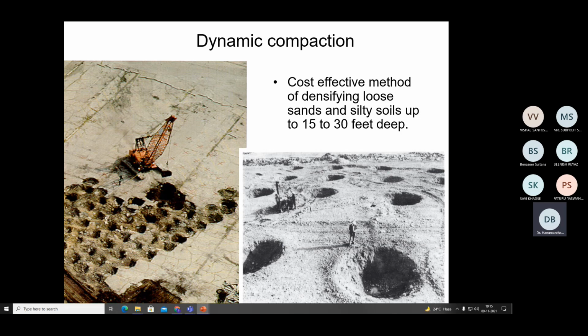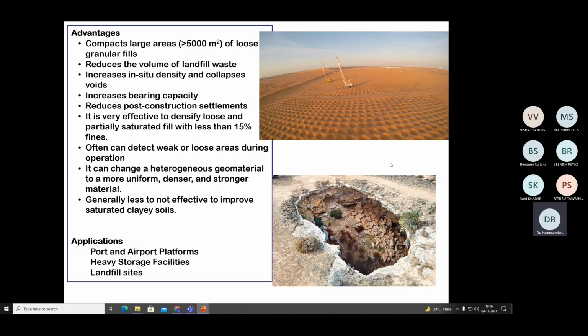Now, what is the obvious consequence or significance of this crater? It indicates that the soil right beneath this crater has totally got densified. The formation of the crater means the densification of the soil right beneath the crater. That's the meaning of this crater. Okay, so that much volume of the soil underneath the crater has got densified. Here you can see another aerial picture of a deep dynamic compaction, and this is the crater formation.